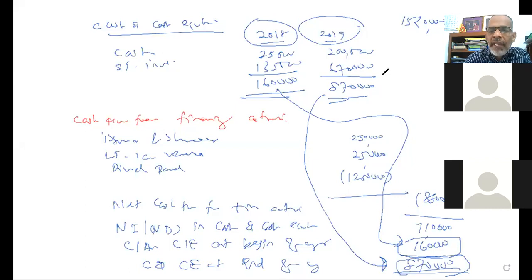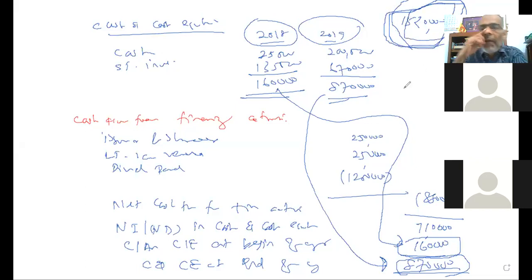Your answer will be 1,520,000 in the indirect method also. Your answer will be 1,520,000 in the other method also. Okay. Understood? Yes, sir.